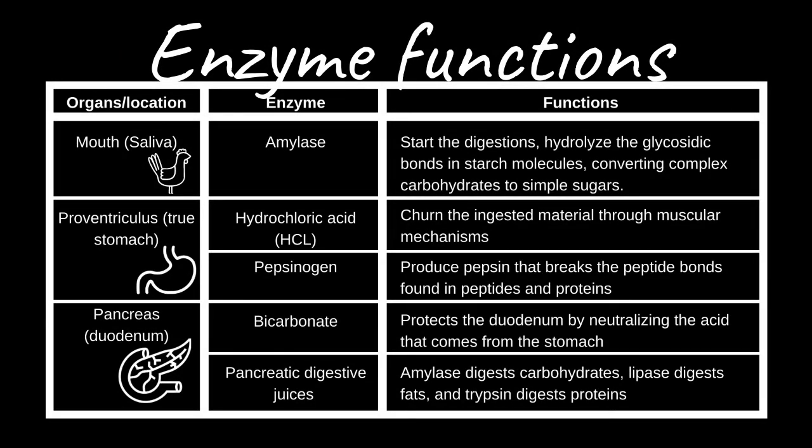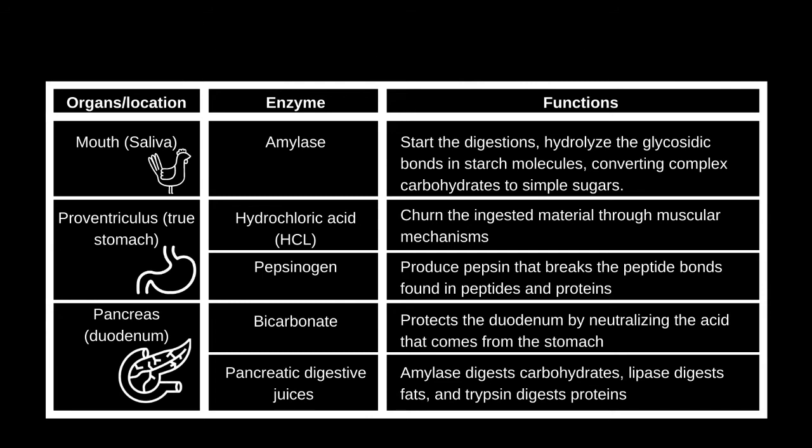Enzyme function. In the mouth, saliva has amylase that starts the digestion, hydrolyzes the glycosidic bonds in the starch molecule, and converts complex carbohydrates to simple sugars. The proventriculus, which is the true stomach, secretes hydrochloric acid, HCl, that churns the ingested material through muscular mechanisms. It also secretes pepsinogen that produces pepsin, which breaks the peptide bonds found in peptides and proteins.